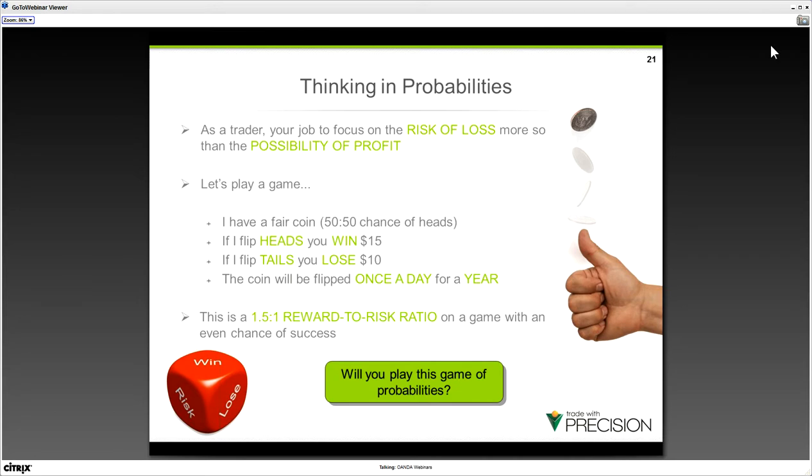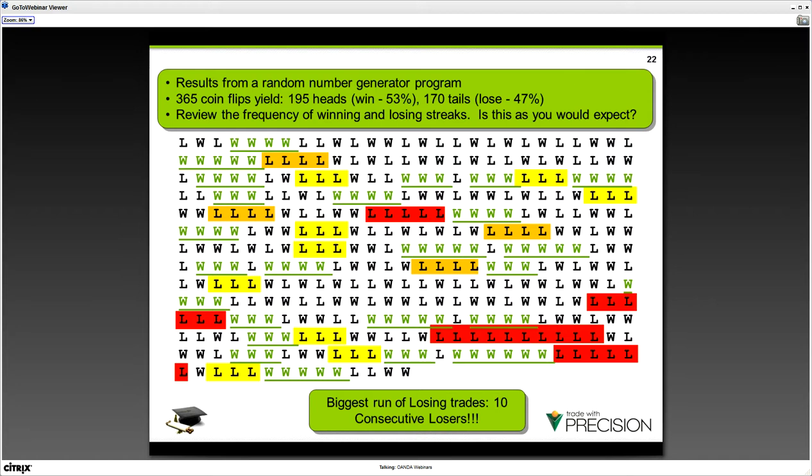Okay, so here are the results from a random number generator program. Out of 365 coin tosses, this program yielded 195 heads and 170 tails. So almost about 50-50. The actual ratio of heads to tails here was 53% wins, 47% losses. So go ahead and take a look at this chart just to see the win streaks and some of the losing streaks from this random number generator.